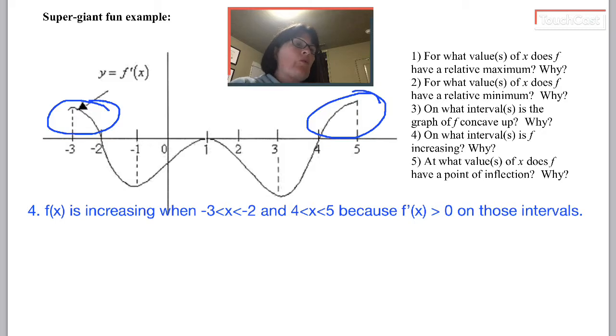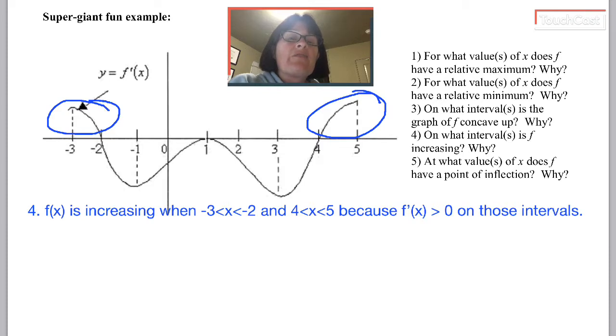This last question, number 5, at what values of x does f have a point of inflection, and why? Well, f is going to have a point of inflection anytime f double prime changes sign. I have a similar problem that I had in number 3, as I've been asked about concavity, essentially, and I haven't been given the second derivative. I've only been given the first derivative to work with. So think about this. f double prime is going to change sign anytime f prime changes from increasing to decreasing.